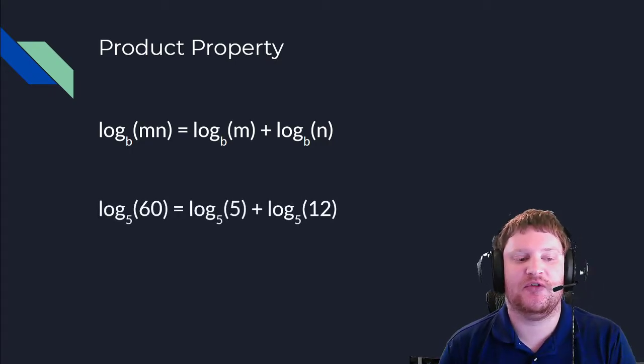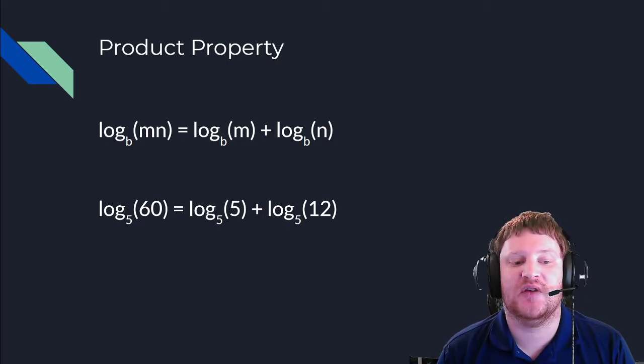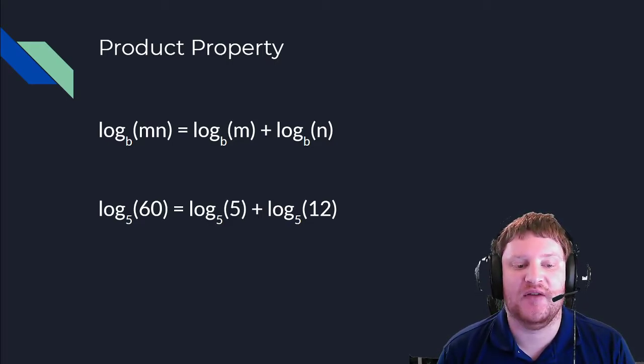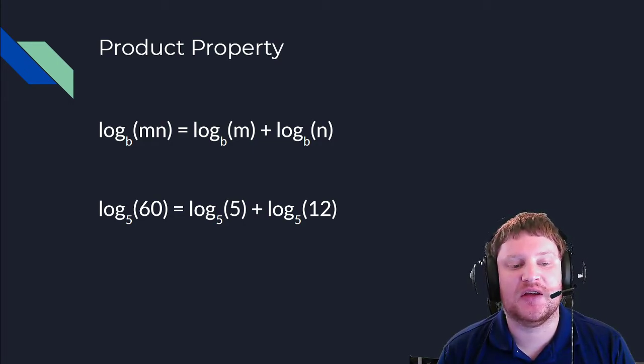So an example of the first one, if you have log base 5 of 60, 60 could be divided a lot of ways, but one way you could divide it would be log base 5 of 5 and log base 5 of 12, because 5 times 12 is 60. The reason you might write it this way is because, as you'll remember from that first slide, log base 5 of 5 is just 1. So you would have 1 plus log base 5 of 12. A little simpler and a little easier to work with.